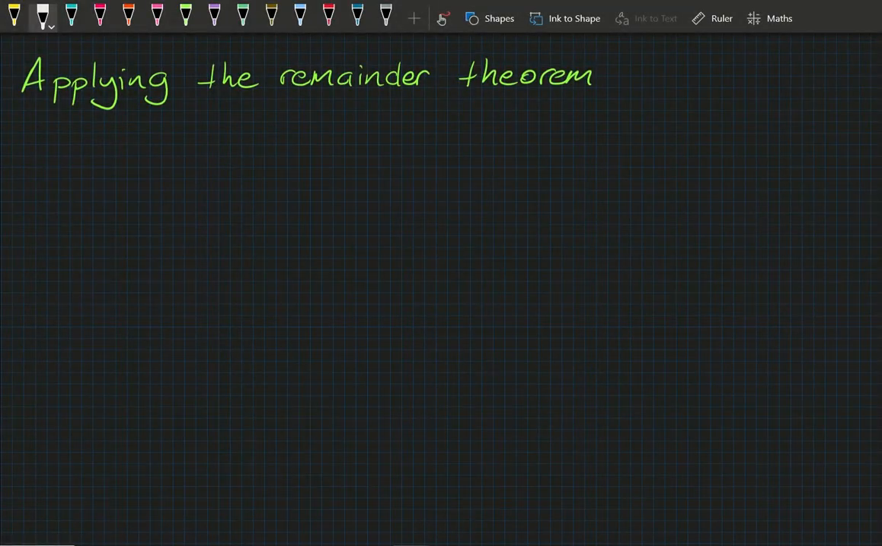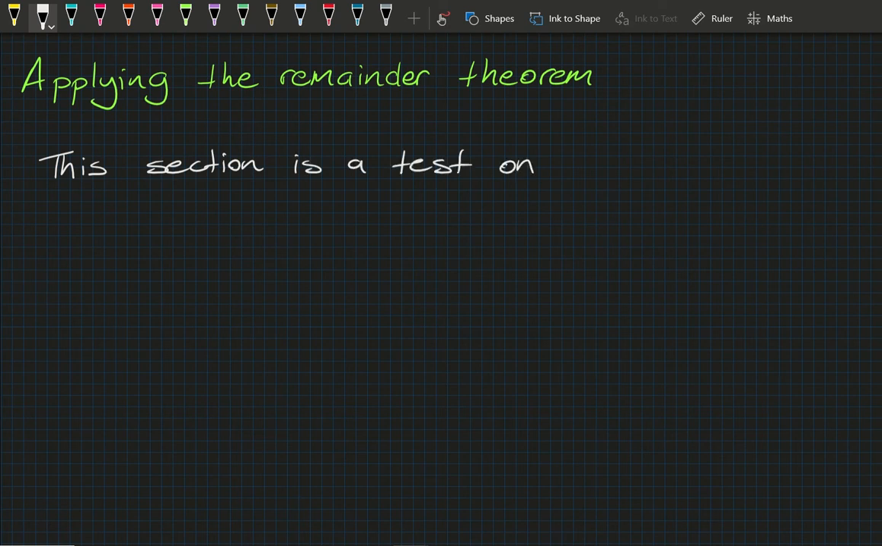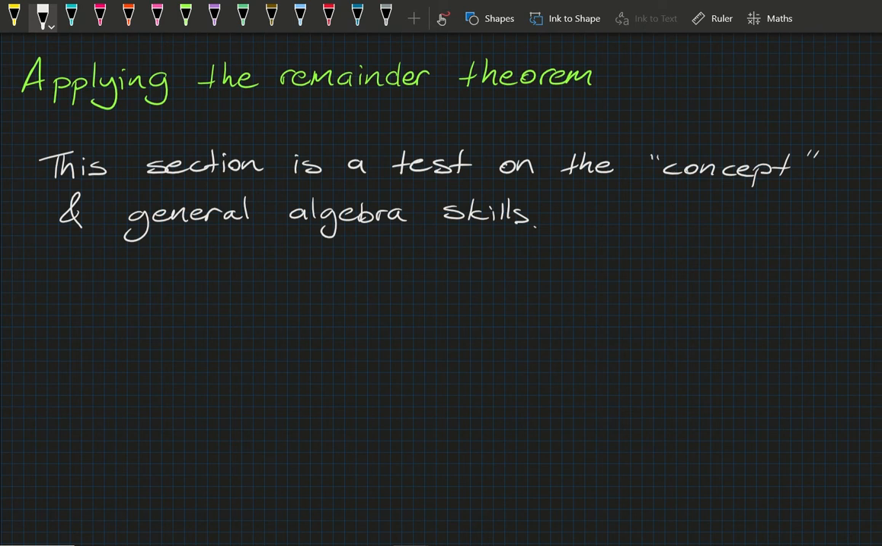And now that we've covered the remainder theorem, this section is just a test on how much of the concept you've grasped, as well as general algebra skills. So let's pop straight into example 15 and see what I'm talking about. So the question is asking you to find a k. Well, actually, let's just write out the polynomial first.